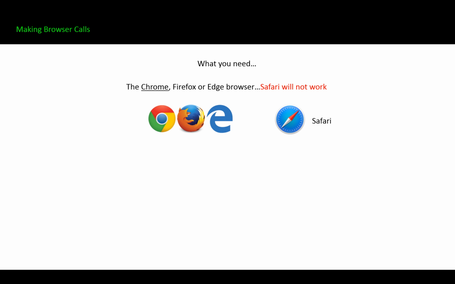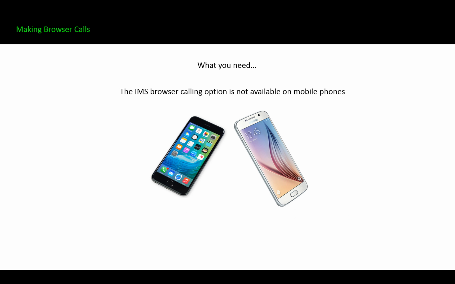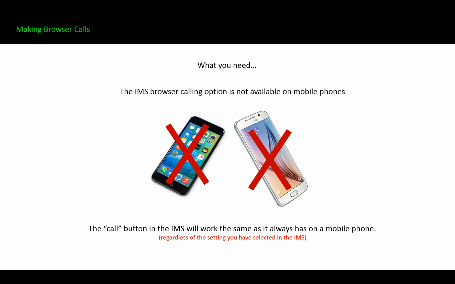Something important to remember is that in order to make a browser call through the IMS, you'll need to use Chrome, Firefox, or the Edge browser. Safari won't work. If you're using a Mac, all you need to do is download the Chrome browser and you would be good to go. This program through the IMS will not make browser calls through your phone. It's only available on the desktop version of the IMS.